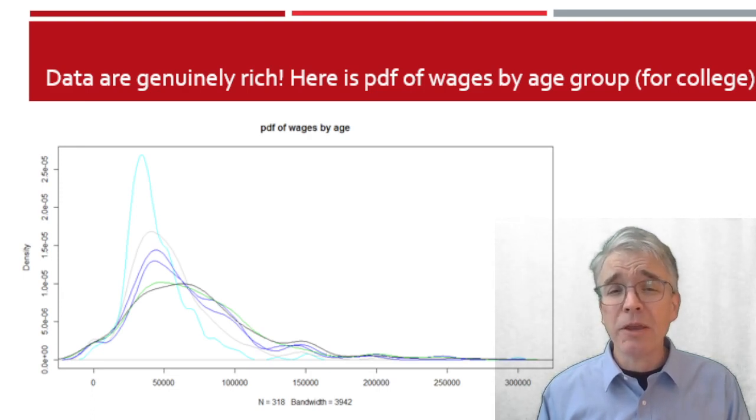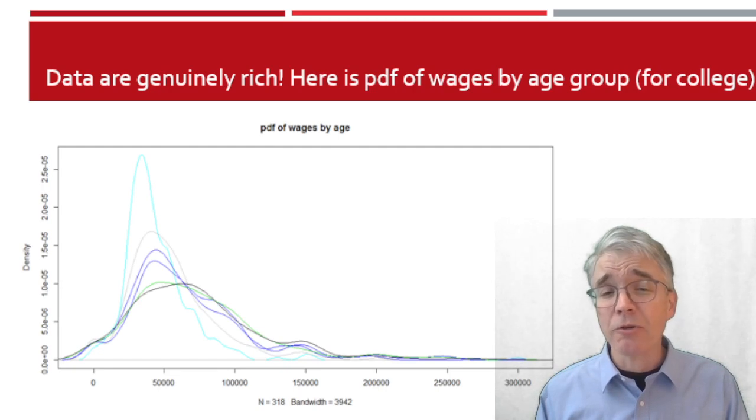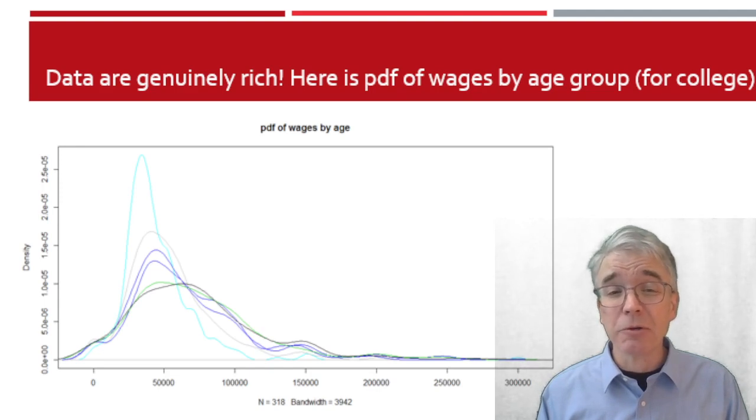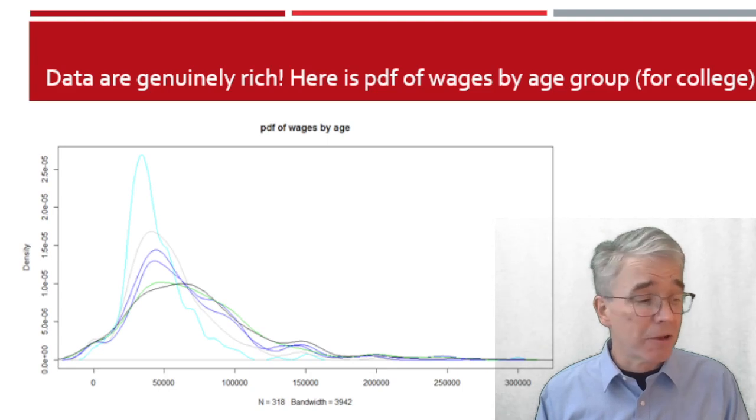Here I've plotted the PDF of wages for different age groups, people who got a college degree. You can see the lightest lines, the youngest, are really bunched together down at low levels of wage, but then older groups have more variation across a much wider range. Trying to fit a linear model to what happens to the average wage as people get older? You can do that, but it's shedding a lot off.